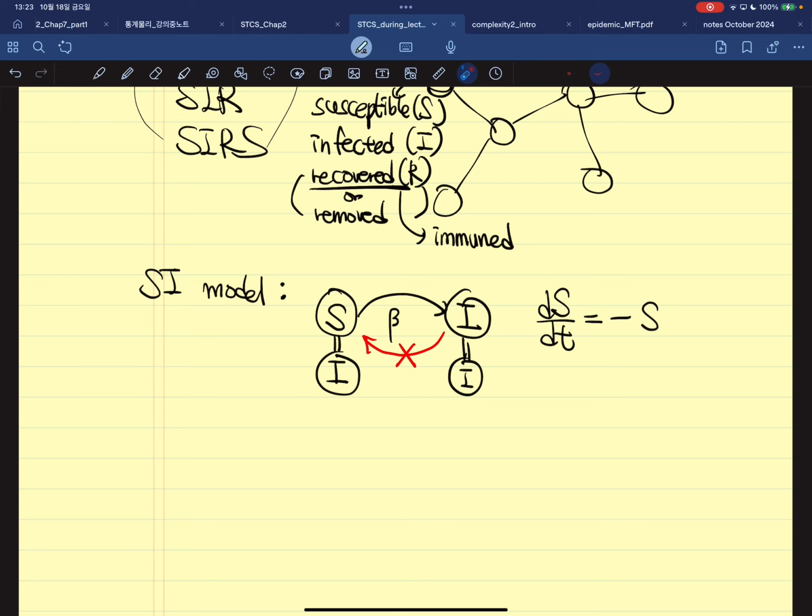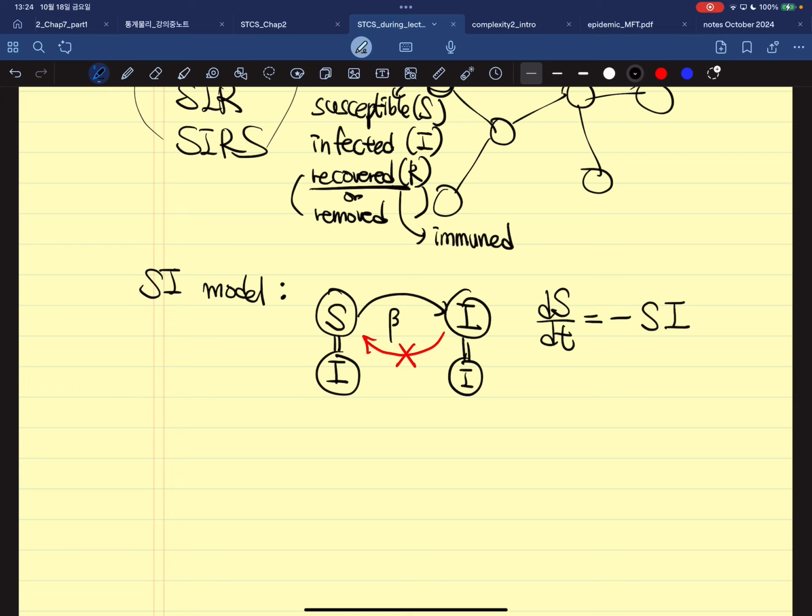Because if we have 10 susceptible, you can imagine the scenario. The first scenario is that we have 10 susceptible individuals, and the second scenario is that we have 100 susceptible individuals. For the latter case, there are 10 times more susceptible individuals, so there's a higher chance, and the whole scale would be 10 times larger in that case. So it should be proportional to S. And the other factor is that this S individual should be in contact with I to get infected. So this should be proportional to I as well, a product term.